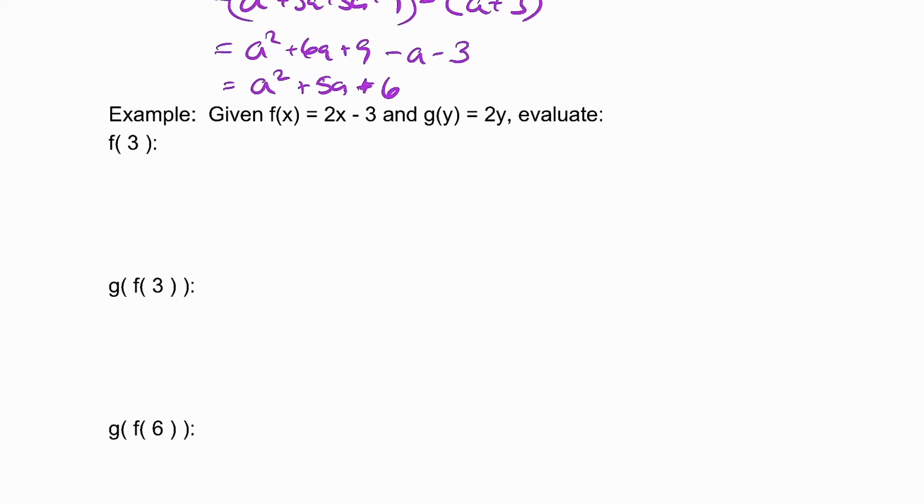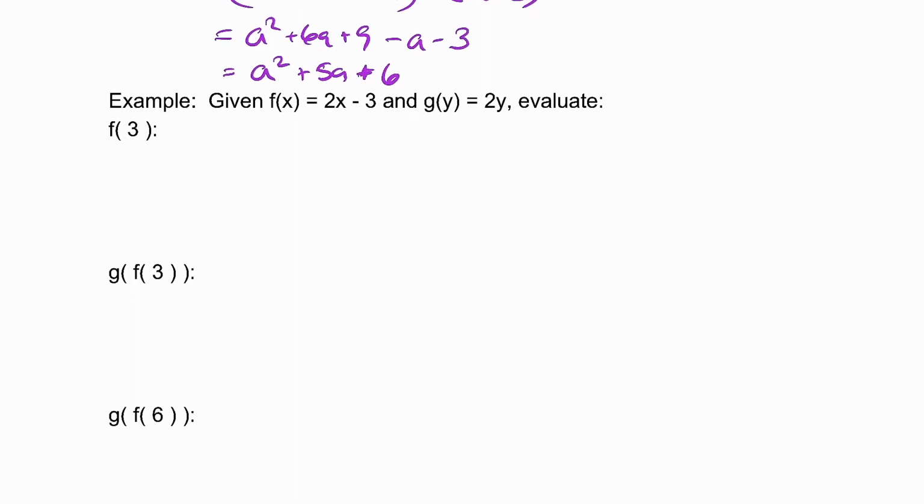So here's another example where we have a function within a function. Here we're given f of x is equal to 2x minus 3, and g of y is just 2y. So really, whatever y we have, we're just going to double it. Remember I talked about the function notation: because y is my variable now, y must be in my equation. And notice that the name of my function here is g.